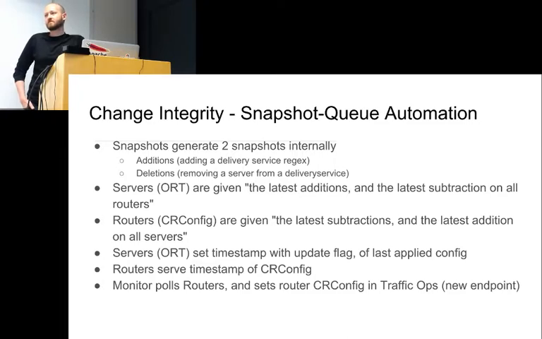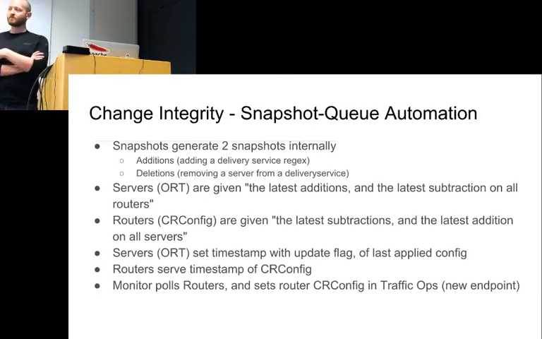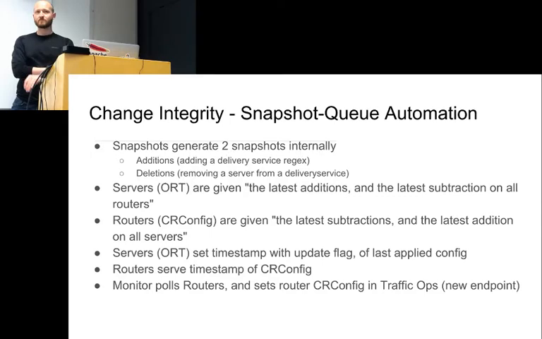That's why the server's ORT will set the timestamp that it has available. Only the additions that have made it to all the servers will get applied to the router. Right. And if a server's offline, that will be taken into account there, and an offline server won't get counted against it being on all servers. Okay. So the policy is wait until it's applied everywhere.